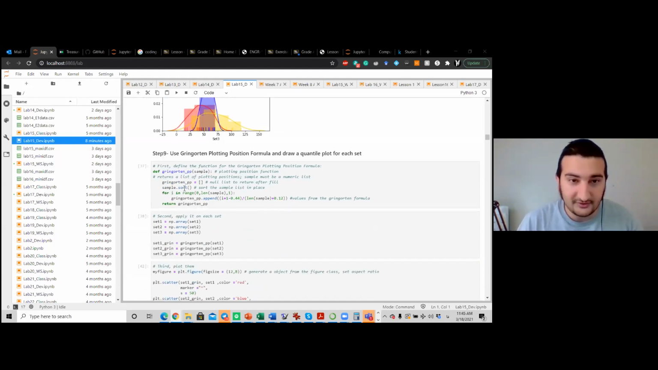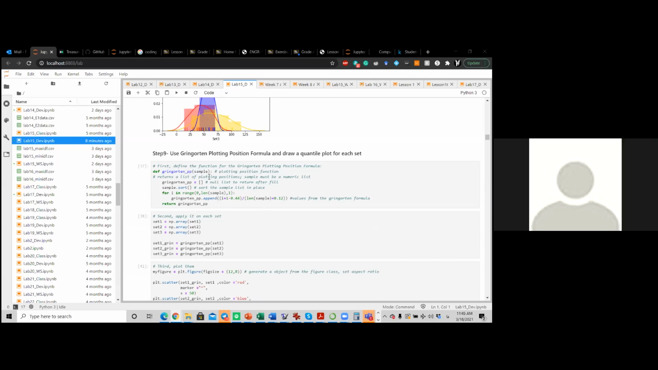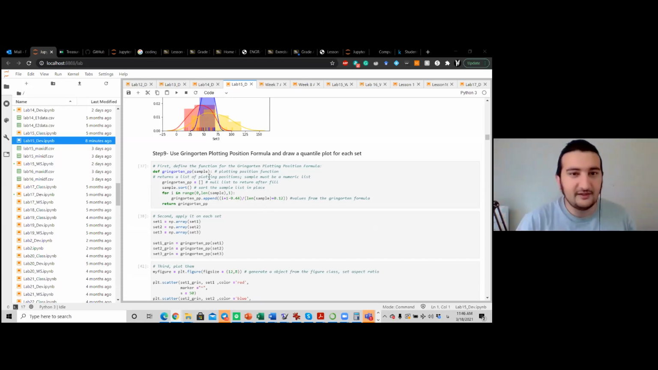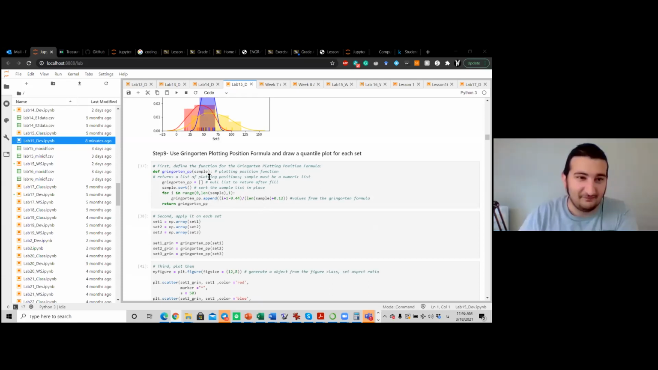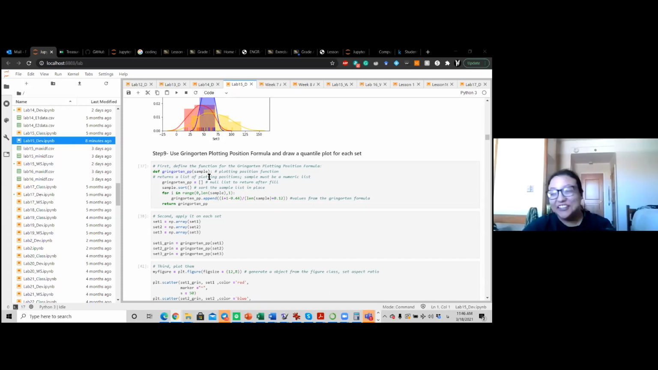Do you remember the Green-Gorton plotting position formula? No, not really. Do you remember plotting position formulas? Yeah. What were they? Buttons on a calculator. Do I have someone who wants to tell me what a plotting position formula is? Isn't it when we have to sort the data in order and then you plot it based on frequency, I guess? Thank you, Abby.